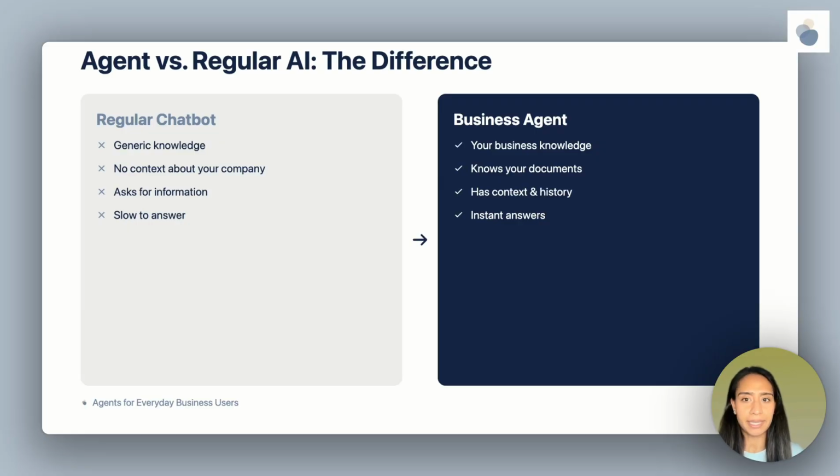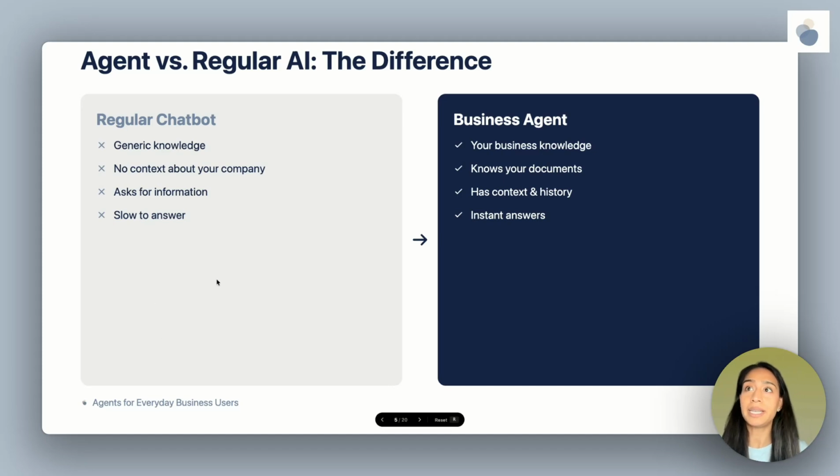So let's start with the basics. What exactly is an agent? So an agent is an intelligent AI assistant that's built inside the Microsoft 365 environment. It's not just a chatbot. It doesn't just give you generic answers. It's a tool that helps you to understand your business, knows your documents, has access to your data, and learns what matters to you. So it works on your behalf.